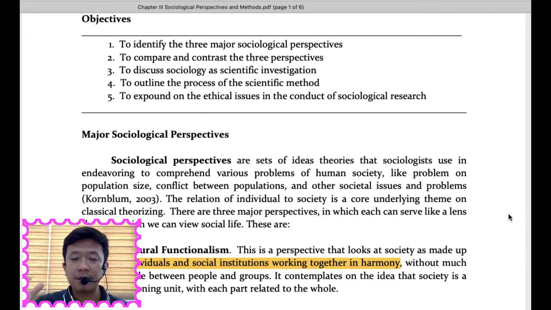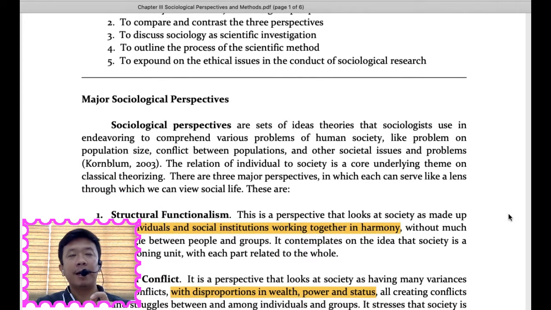But these three perspectives, kumbaga, are like the major trends in the discipline. That's why they're considered to be the three major perspectives. Let's take a look at what we mean by a sociological perspective.